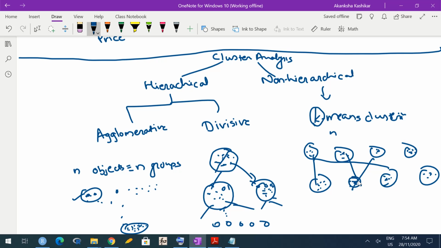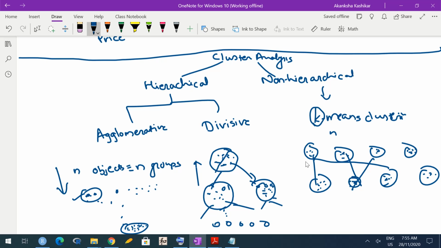Another important difference between hierarchical and non-hierarchical is that in hierarchical, the number of clusters goes on either decreasing or increasing. In agglomerative, it goes on decreasing. In divisive, it goes on increasing. Whereas here, in non-hierarchical, the number of clusters remains the same throughout.